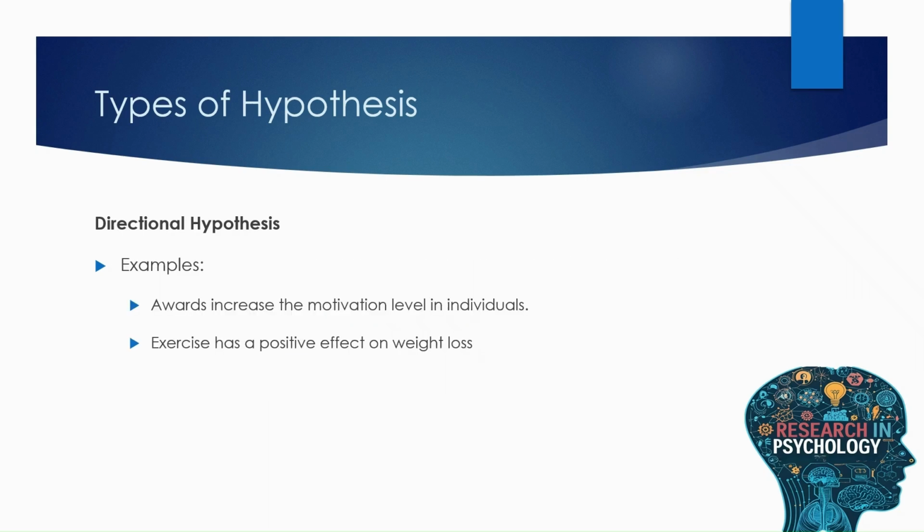Now, what does this mean? Let's look at this example. The first example says awards increase the motivation level in individuals. See, here we are giving a direction or a nature. Which way is the direction? Awards are increasing the motivation level in individuals. Similarly, exercise has a positive effect on weight loss. Here also we are giving it a direction. Which way is it, positive or negative? It is positive. Are awards increasing or decreasing? It's increasing. So even if you say awards decrease the motivation level, that is also directional hypothesis. When you are giving a particular direction to any statement, it becomes directional hypothesis.